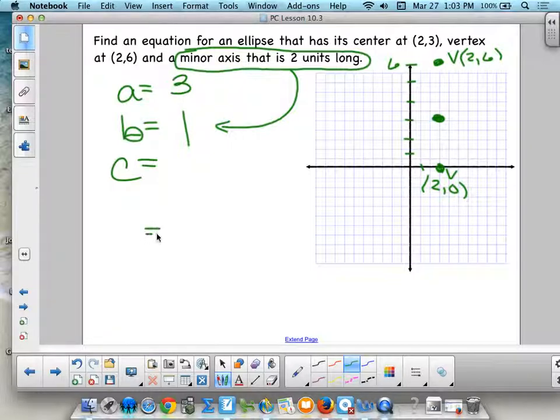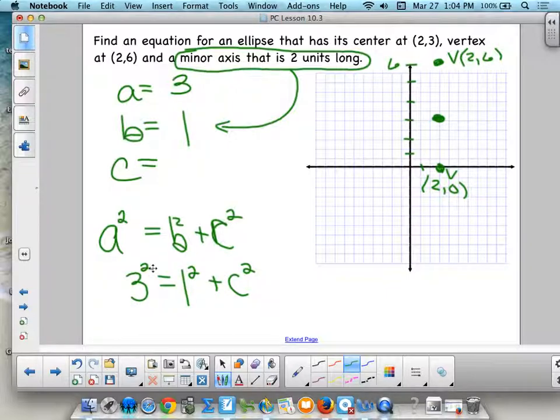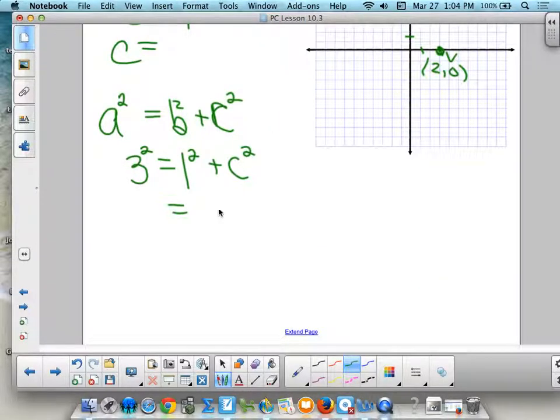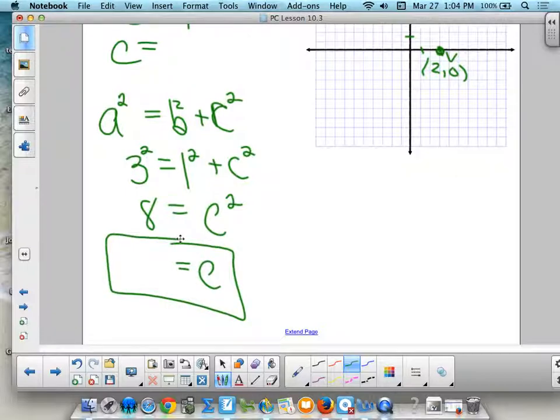So now you got to go with your Pythagorean identity. A squared equals B squared plus C squared. We don't know C, so we'll solve for C. We know this is 1 squared. We know this is 3 squared, which is going to lead us to believe C squared equals 9 minus 1, 8. You with me still? C is plus or minus 2 square root of 2.